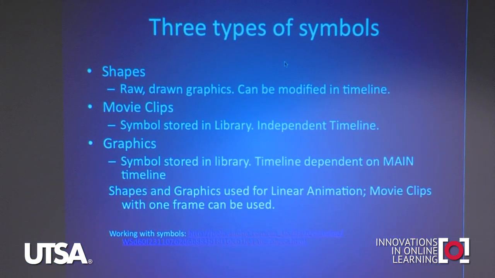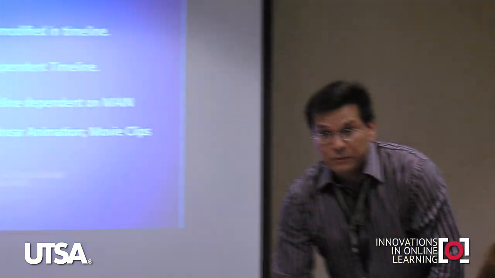Okay, before we get to the animation, one more thing. Symbols. There's three types of shapes and symbols you work with in Flash. There's the raw shape. When you saw me paint with the brush, drag it and move the edge, that's a shape. That's a raw graphic. It can be modified in the timeline and animated as well.